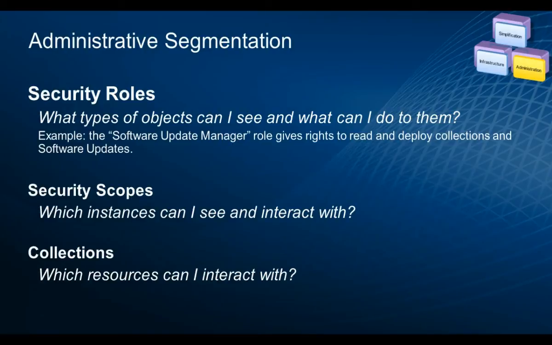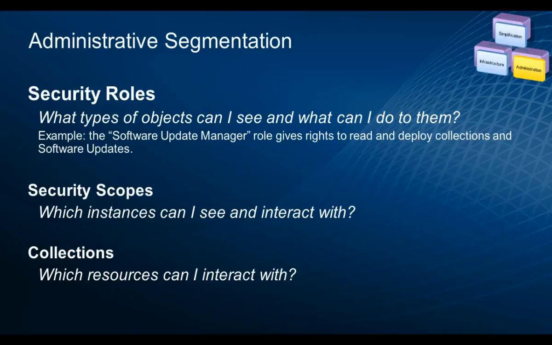So administrative segmentation is broken down into a few key terms. Security roles. These are used to define the scope of control. So what types of objects can I see and what can I do to them? So for example, as we've written here, the Software Update Manager role gives rights to read and deploy collections and software updates for different types of locations in the organization.